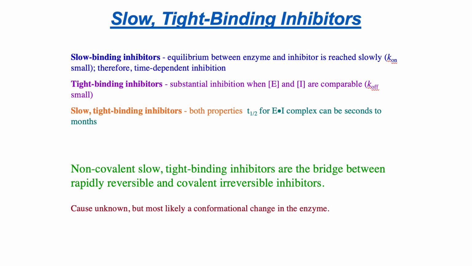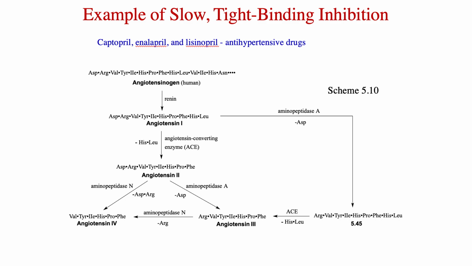Okay, slow tight binding inhibitors. So the enzyme inhibitor equilibrium is reached slowly. Basically, they are tightly binding, but the complex formation can take a long time. Some examples of this are going to be your ACE inhibitors, like lisinopril. These are common antihypertensive drugs.